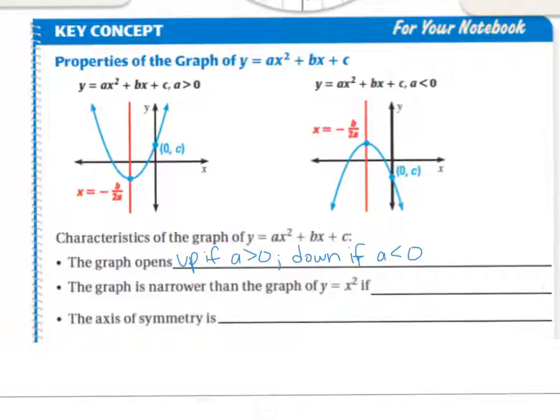The a value also determines whether it's a narrower or skinnier parabola, or if it's a wider, more compressed parabola. So it's narrower if the absolute value of a is greater than 1. So if this number, sitting here in front of x squared, ignoring the sign, because the sign just tells us whether it faces up or down, so if you take the absolute value of it and just look at the number, if that number is bigger than 1, it will appear skinnier, and if the number is less than 1, it would appear wider.